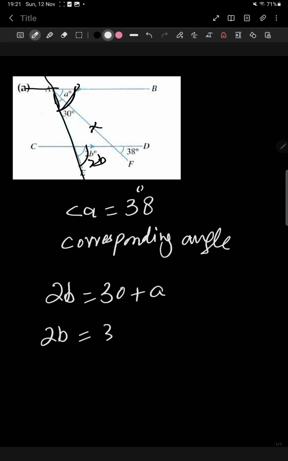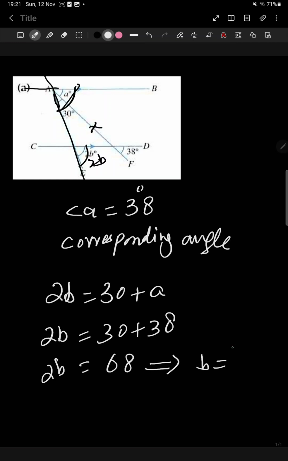So 30 plus 38 it will give us 68. So 2B is equal to 68 and to find out the value of B we will divide 68 by 2 which will give us 34 degree. So the value of B is 34. So in this way we can find out the unknown angles.